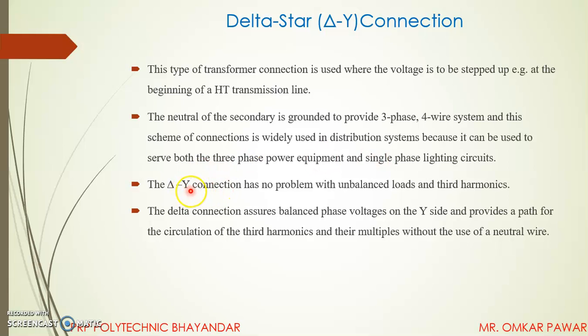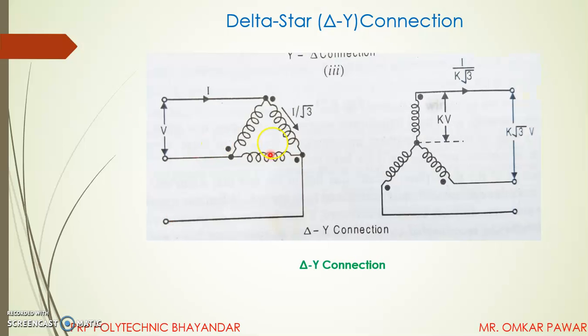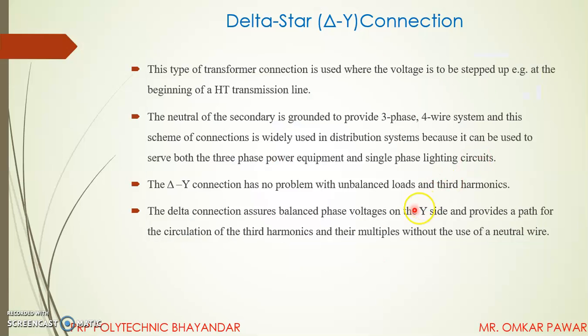The delta star connection has no problem with unbalanced load and third harmonics. On the primary side, if harmonics are present, then there is a closed path in the delta circuit only, so they will not transfer to the secondary side. So the delta connection assures balanced phase voltage on the star side and provides a path for circulation of third harmonics and their multiples without the use of a neutral wire.